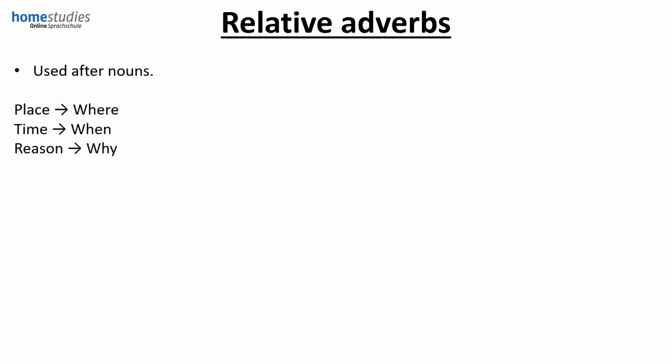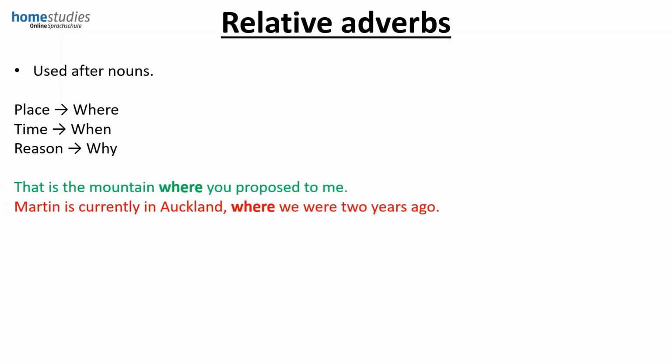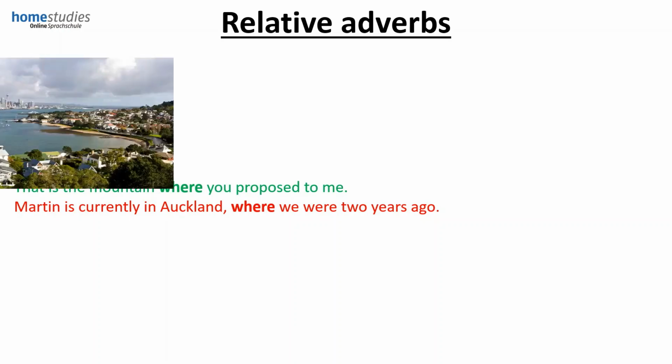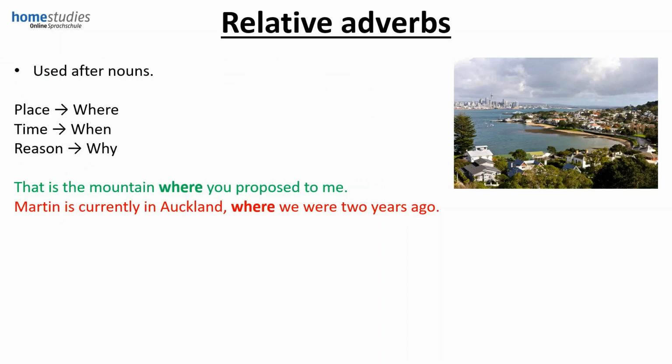Okay, finally, let's have a look at relative adverbs. Now we're talking about where, when, and why. So remember, the first thing we need to know is that they're used after nouns. So for place, we use where, time, when, and reason, why. For example, that's the mountain where you proposed to me. Or Martin is currently in Auckland, where we were 2 years ago. Now the first sentence is a defining relative clause and the second one is a non-defining relative clause. However, we need to keep the where in these sentences. We cannot omit the where.